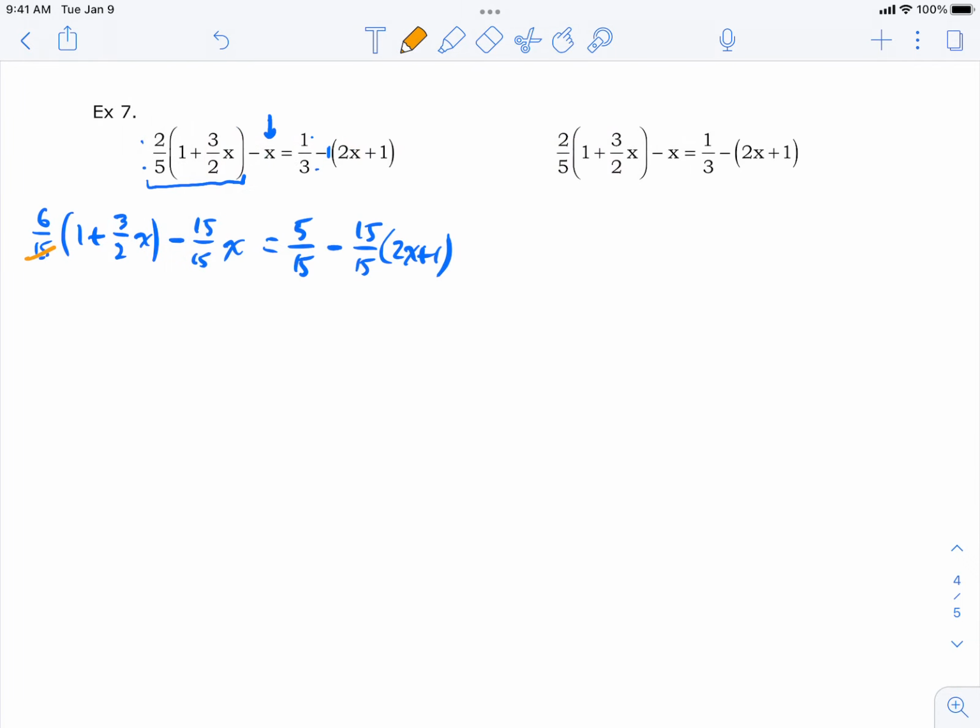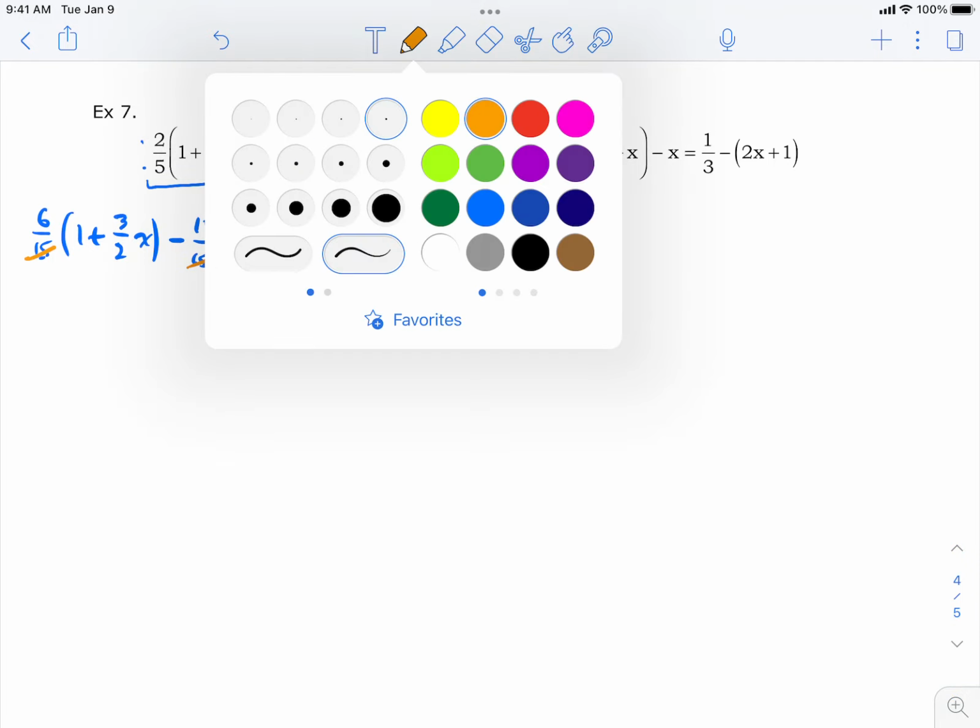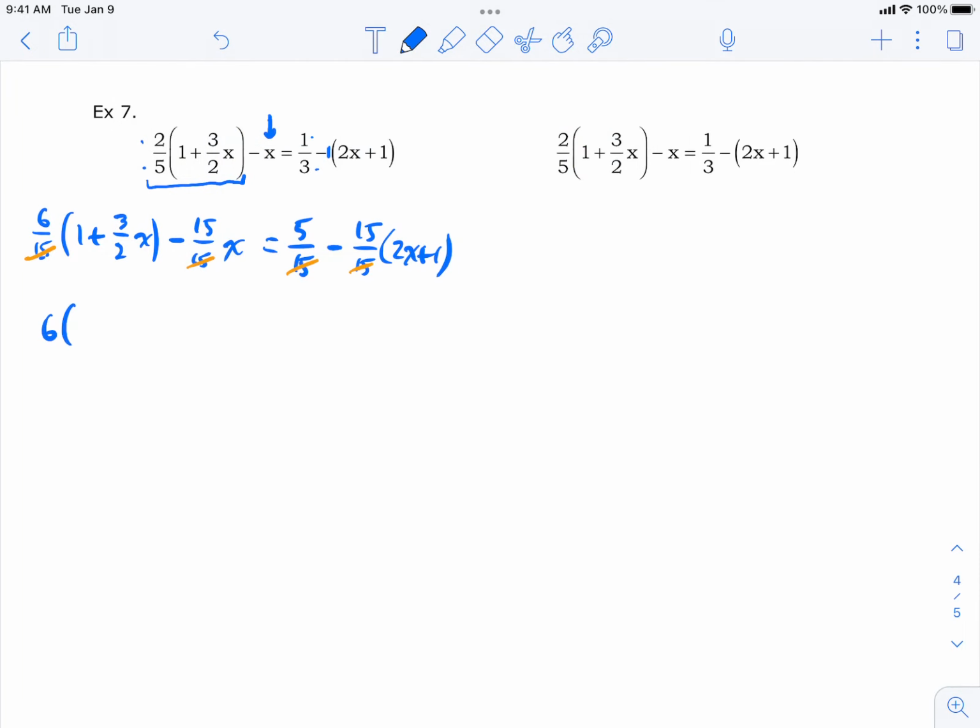Let's do that. From that term, from that term, from that term, from that term. And so what am I left with now? I'm left with a 6 multiplying a 1 plus a 3/2 x. This is minus 15x equals 5. And this is minus 15 times a 2x plus 1.